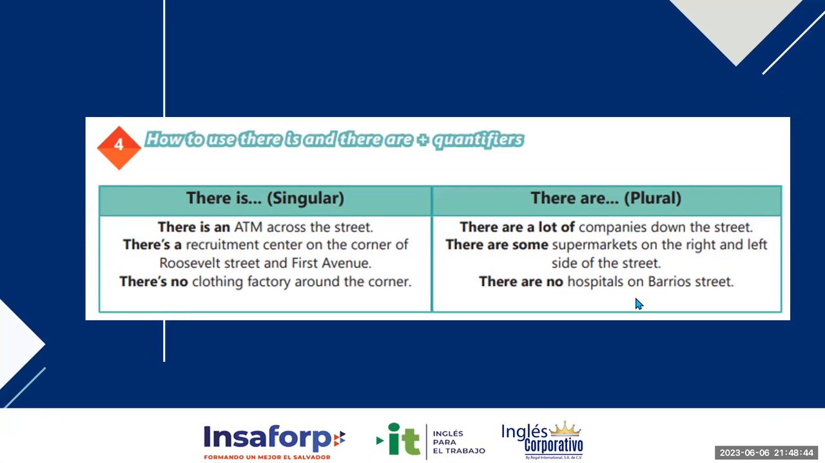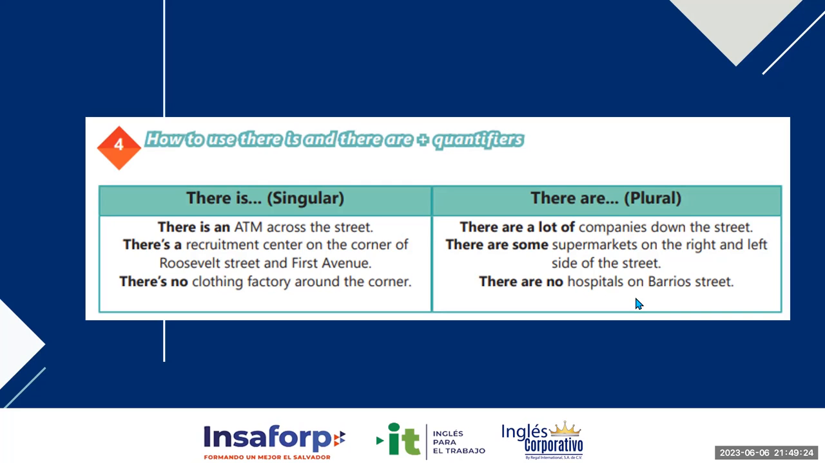Okay, now an exercise number four, how to use there is and there are plus quantifiers. Okay, take a look at this. Please, there is a singular and there are is plural. There is an ATM across the street. An ATM. ¿Qué es lo que hay, dice? Un cajero automático.